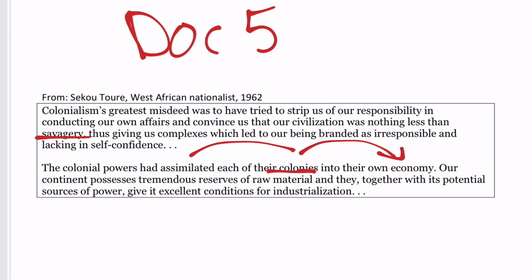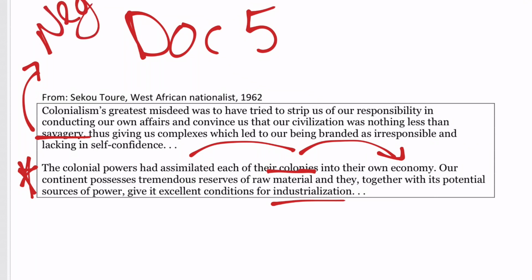Well, he's basically saying that the colonizers made the Africans look like they were irresponsible and couldn't take care of themselves, but in reality, they had enough resources that they would have been able to industrialize if they had just been given that choice. So that could have been your description. Then for supporting, we see that he's got the negative effect here of the loss of rights. That's probably what I would use for supporting, because we have other documents that talk about that. So you could say that it was justified because they were branded as savages.